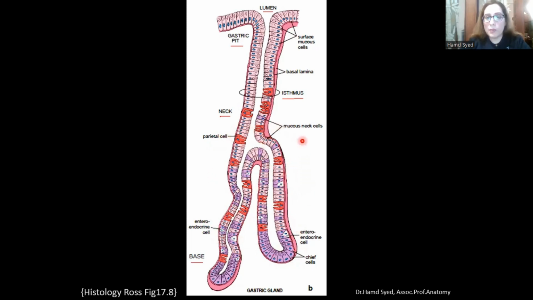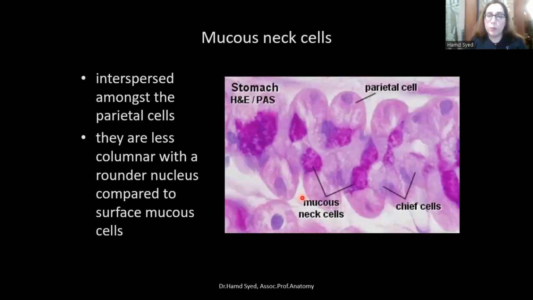The 5 cell types: mucous neck cells, parietal cells, enteroendocrine cells, and the chief cells. And the 5th one, that is the stem cells as well. Okay, so mucous neck cells, what makes them different from the surface mucous cells? Well, first we remember that they are present not within the gastric pits, but within the gastric glands. So they are interspersed among the parietal cells. In comparison to the surface mucous cells, these cells are less columnar. Their nucleus is of a rounder shape in comparison to the nuclei of surface mucous cells.